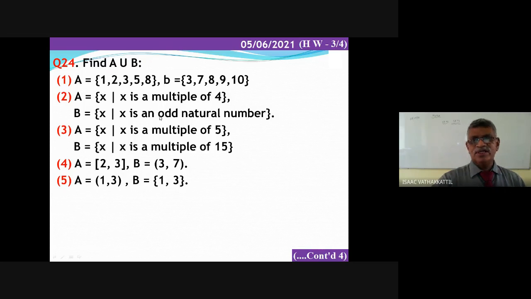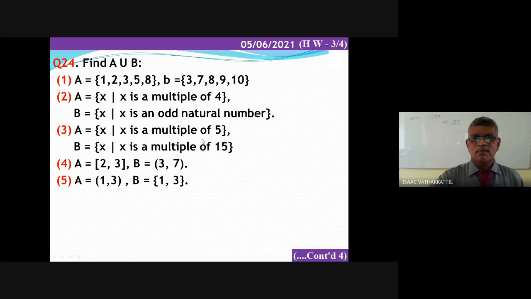1, 3, then 4, because I have to take all the elements which are present in A or present in B. So I write 1, an odd natural number, then 3, then 4, then 5 and 7 and 8, then 9 and 11 and 12, then 13, 15, 16 and so on. That is the only way. Otherwise you can write it as the set of X such that X is a multiple of 4 or X is an odd natural number. You can write in words like that, or you can go on listing.